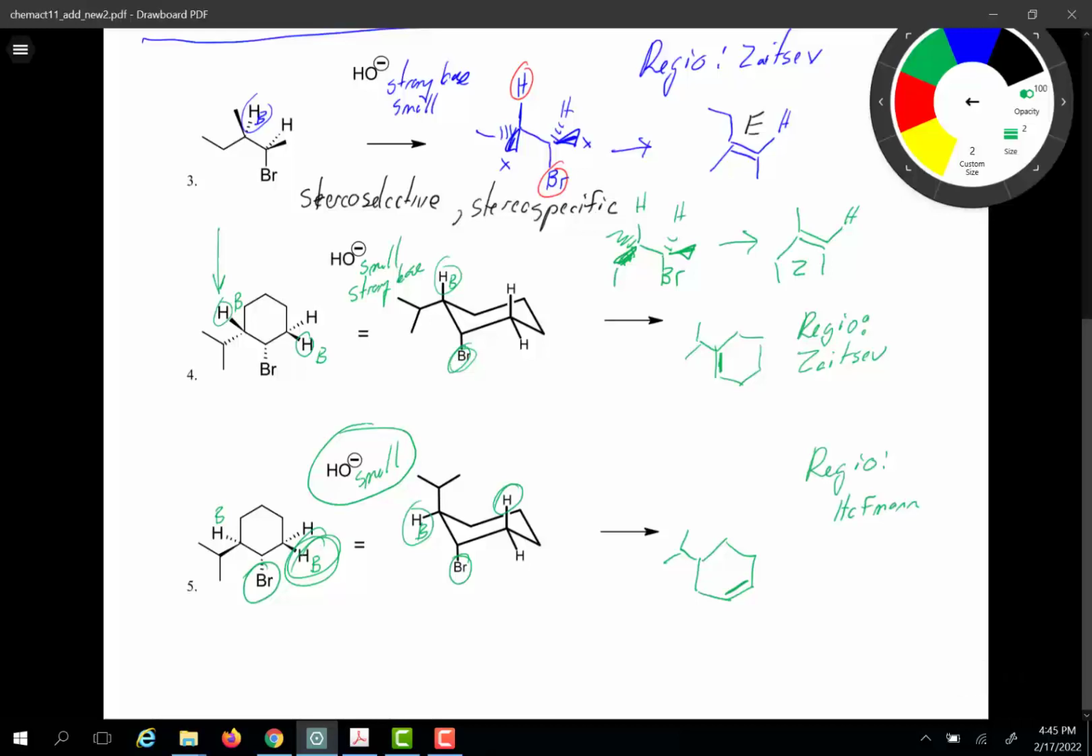I hope that you have found this brief review of the E2 reactions to be helpful in seeing all these different possibilities on one page.